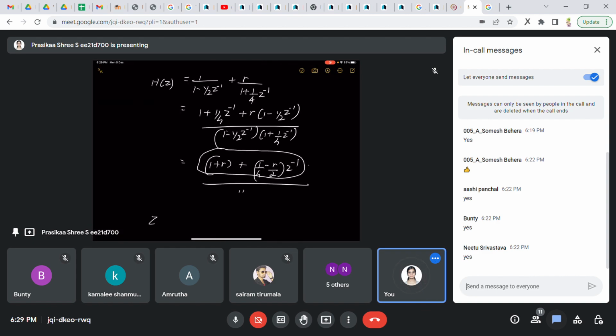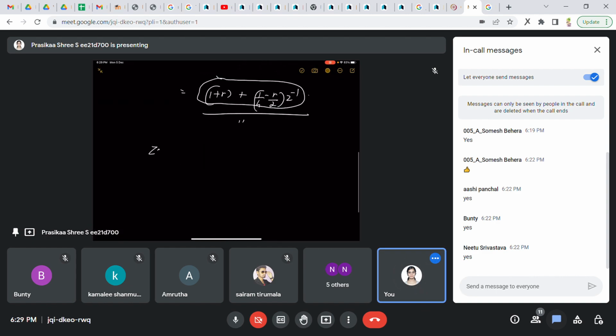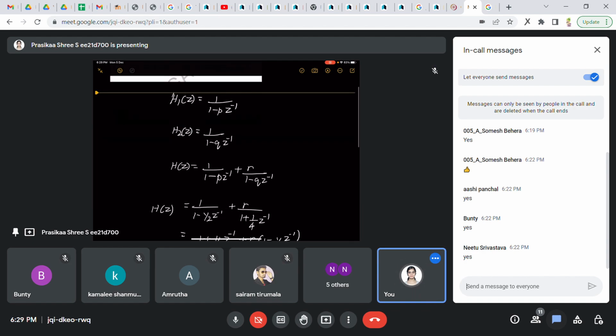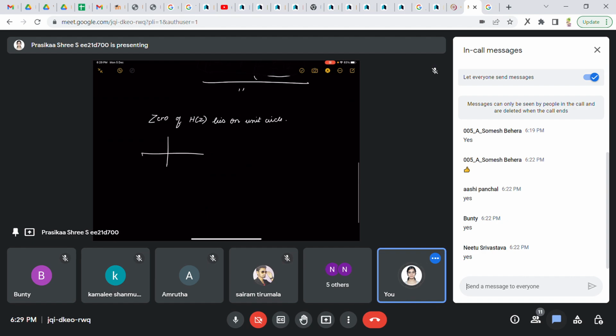Okay. So the zero of H of z lies on the unit circle. There can be many possibilities. If the zero lies on the unit circle, it is like this. This is z equal to 1. So there can be roots at any of the points present on the unit circle.